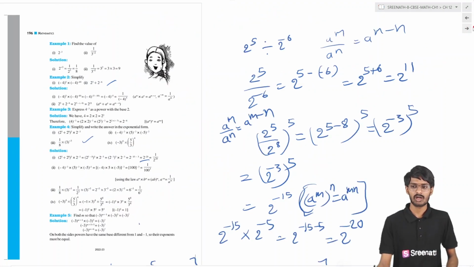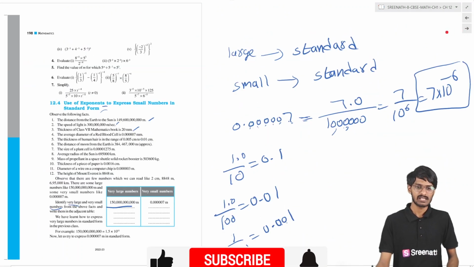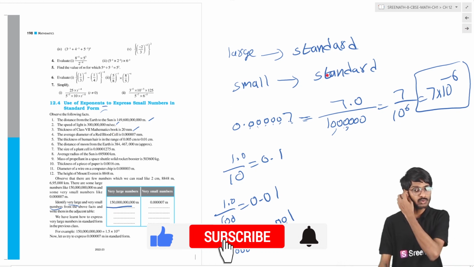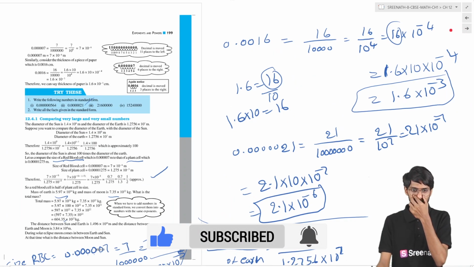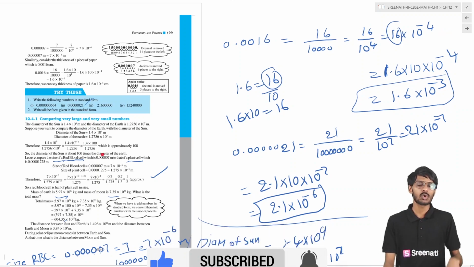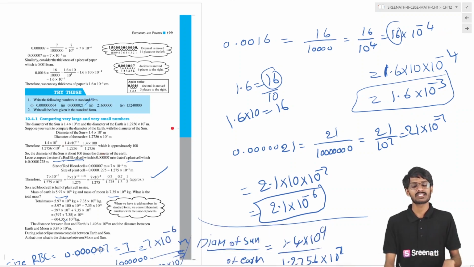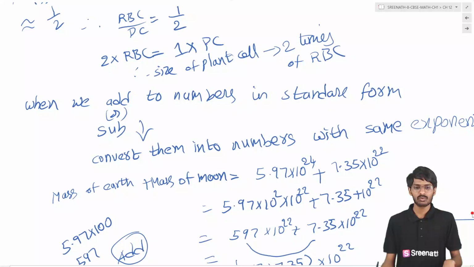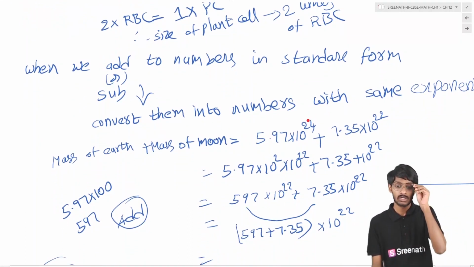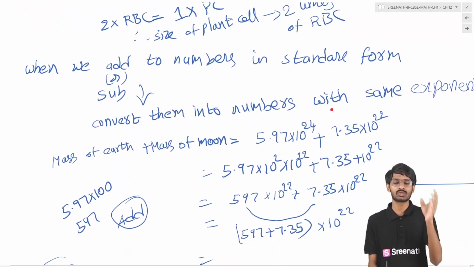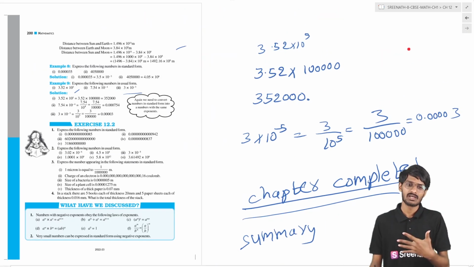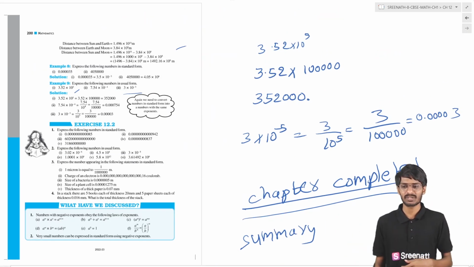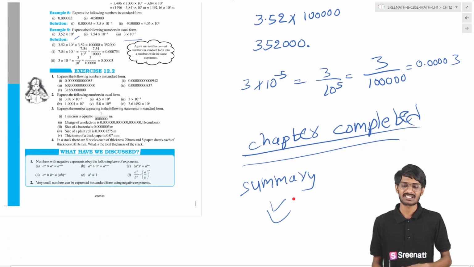After that, we have solved some problems. After that, we have studied how to express small numbers in standard form. After that, we have learned how to compare large and small numbers. Whenever we are adding two numbers, we have to convert them into numbers with the same exponents. Then only we can add and subtract. So that is the whole thing, students. Our chapter is completed. Our summary is also completed.